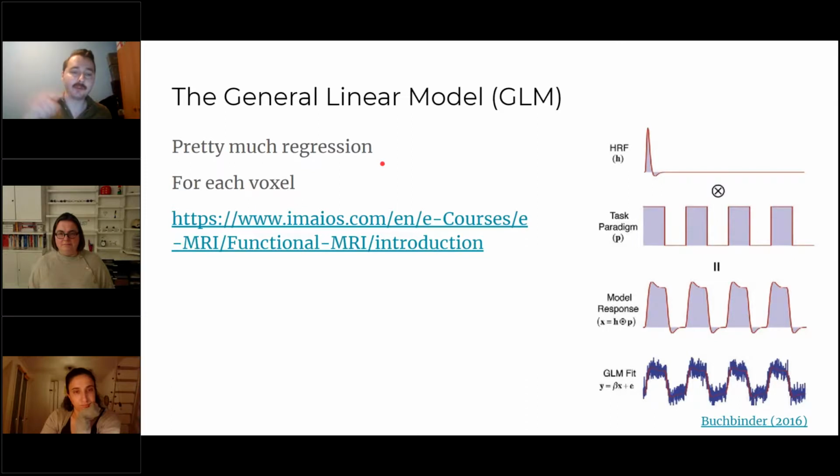A voxel is basically a pixel, but it's three-dimensional, and it tends to be the basic unit that we partition the brain into when we talk about fMRI. So for each voxel, we generate this model response, and then we compare it to the actual response that we observe, and make a statistical test comparing how well this fits.